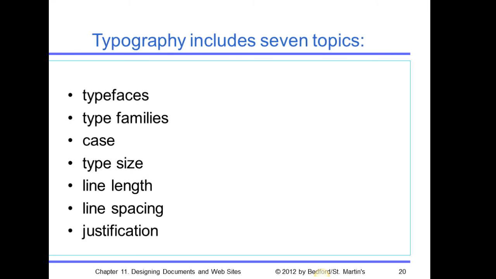Typography, seven topics: typefaces, type families, case, type size, line length, line spacing, and justification. Now keep in mind, if someone is using Microsoft Word, it's going to look in one particular pattern, but if someone is using Apple, it's going to use a different type font. You may have people that are using their cell phones, so as we're looking at the particular format, we'll be able to decide how best to organize.